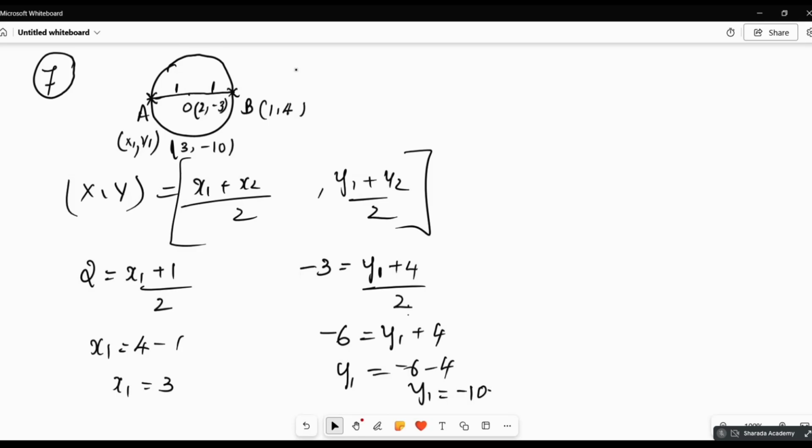See, again I repeat, whenever it is divided into 2 equal parts, that means 1:1 is the ratio. Then the section formula becomes (x1 plus x2) by 2, (y1 plus y2) by 2. So this indicates the x point, this indicates the y point. If you don't know the ratio, then you have to take it as k is to 1. Do the next one, 8th one.